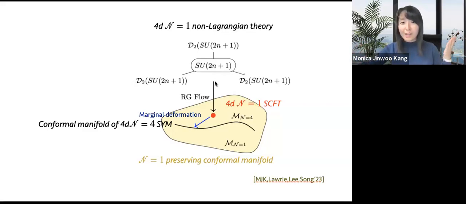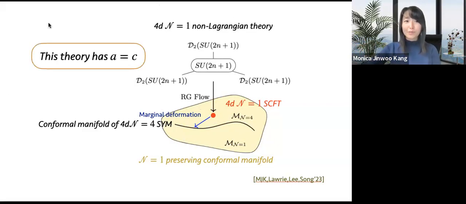And so it'll have the RG flow down to a superconformal field theory at the IR fixed point. And through here, we will now detect a marginal deformation that will go straight into the conformal manifold of N=4 super Yang-Mills, which is lying in the same N=1 preserving conformal manifold, and thus they will be explicitly dual to one another.